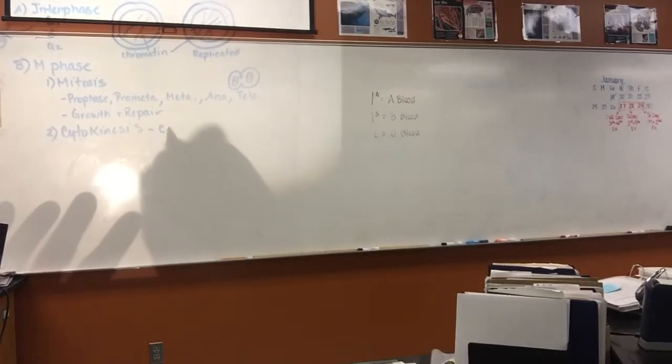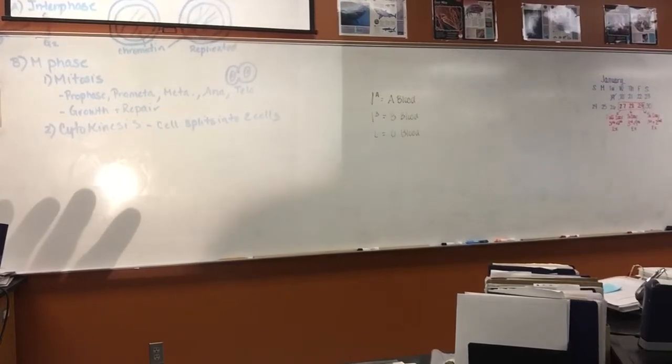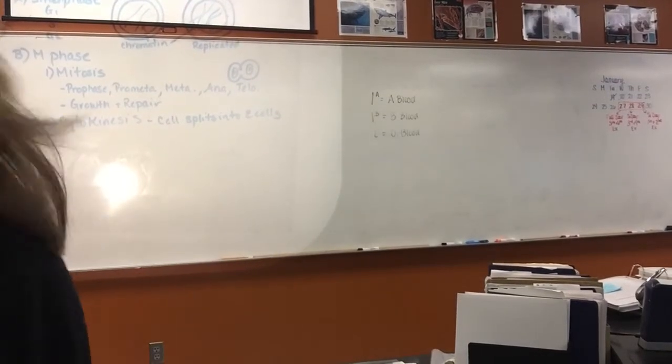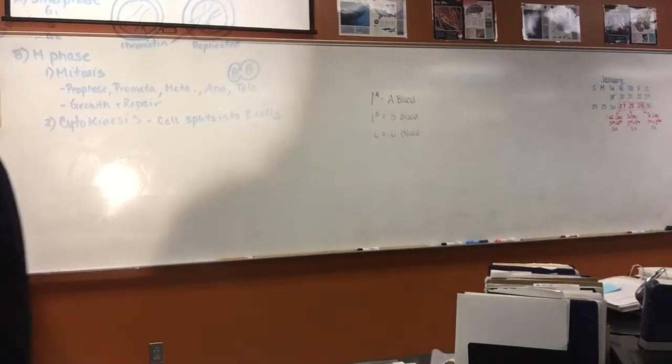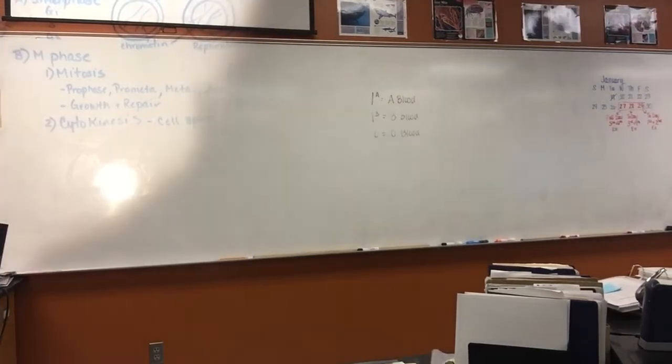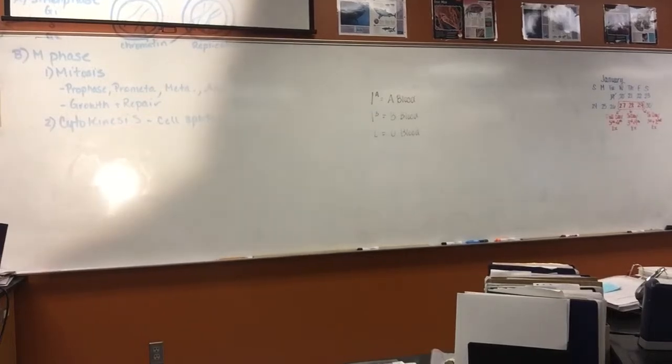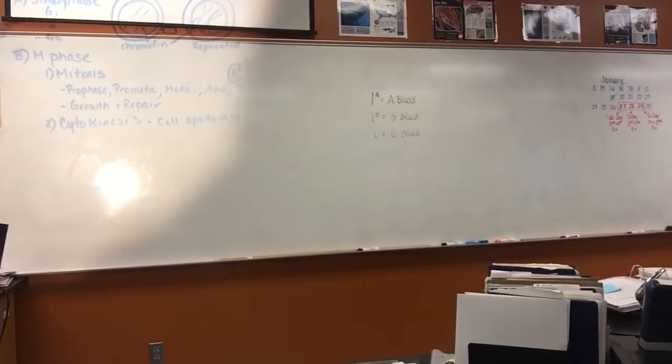So the cell splits into two cells. That's that moment where it keeps on indenting, kind of cinching into two until you get those two cells. So at the end of mitosis, the process of mitosis, we still have one cell in there.